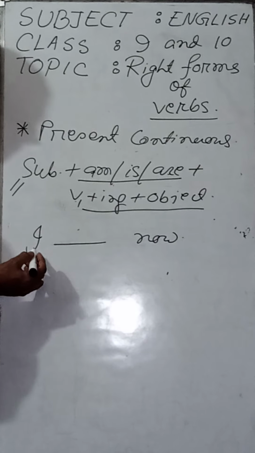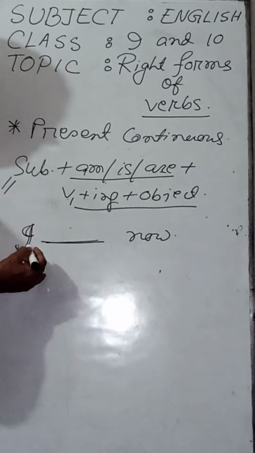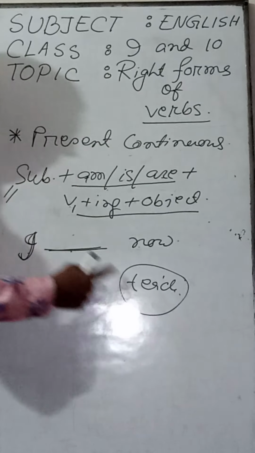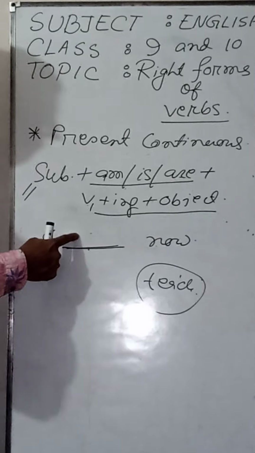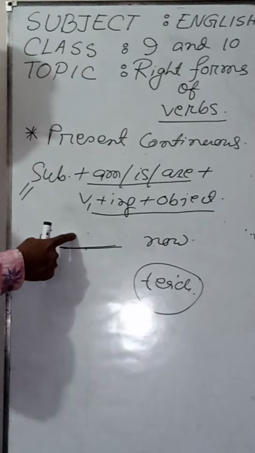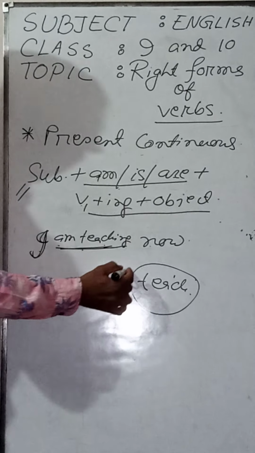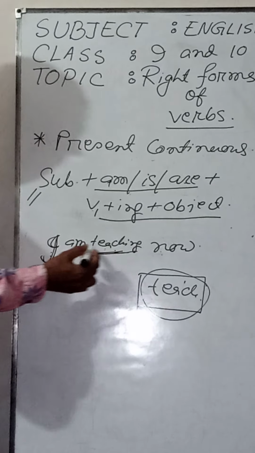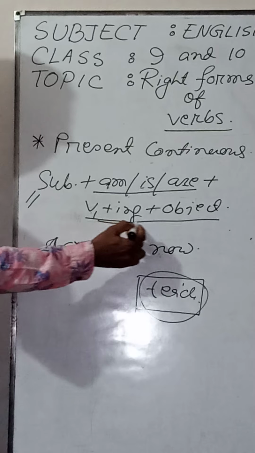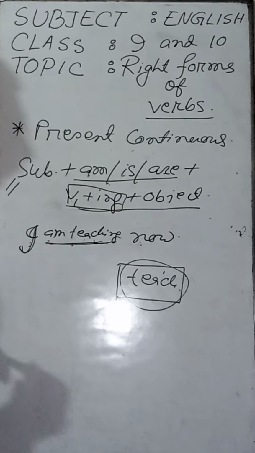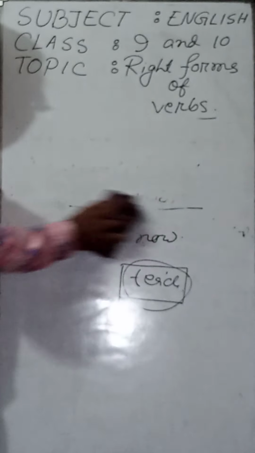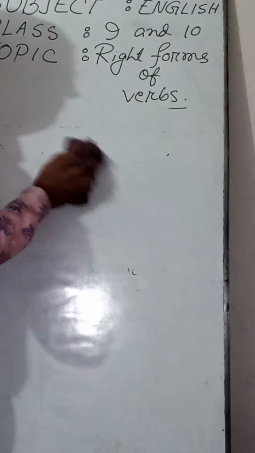If you find a fill in the blanks, just like this, I dash now, and if you find the verb teach, how will you write this teach here? I am teaching. You will find only the verb teach, but you have to write down here I am teaching now. Am, is, or are plus V1 plus ing. This one will be present continuous tense. I hope and believe that all of my students will be able to understand what I am discussing now.